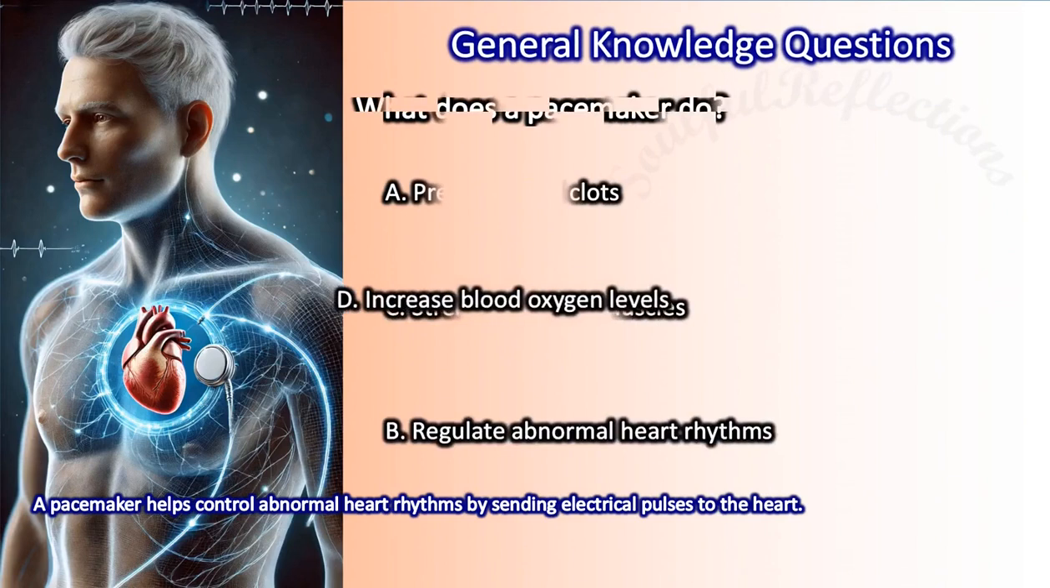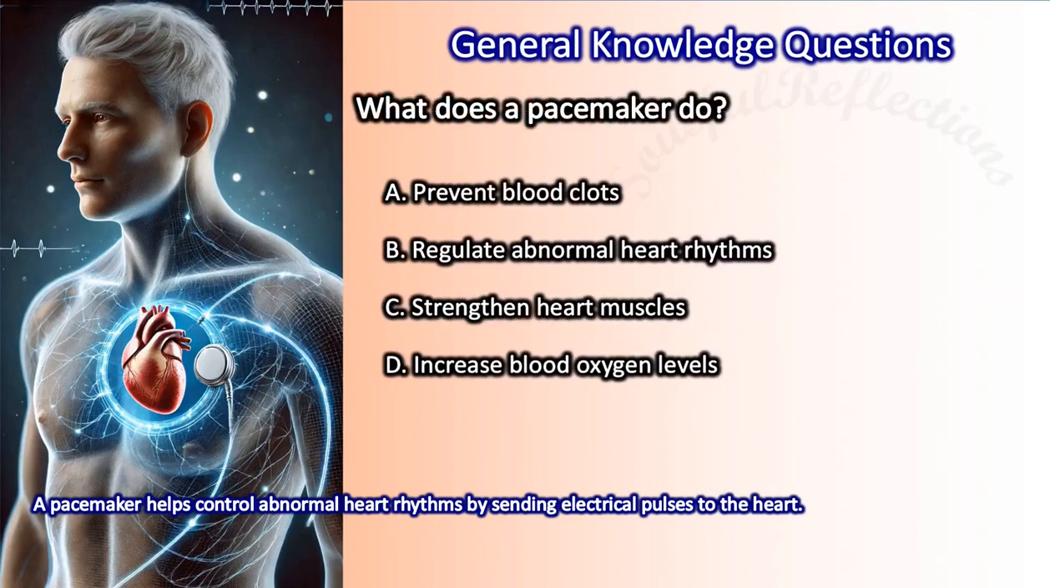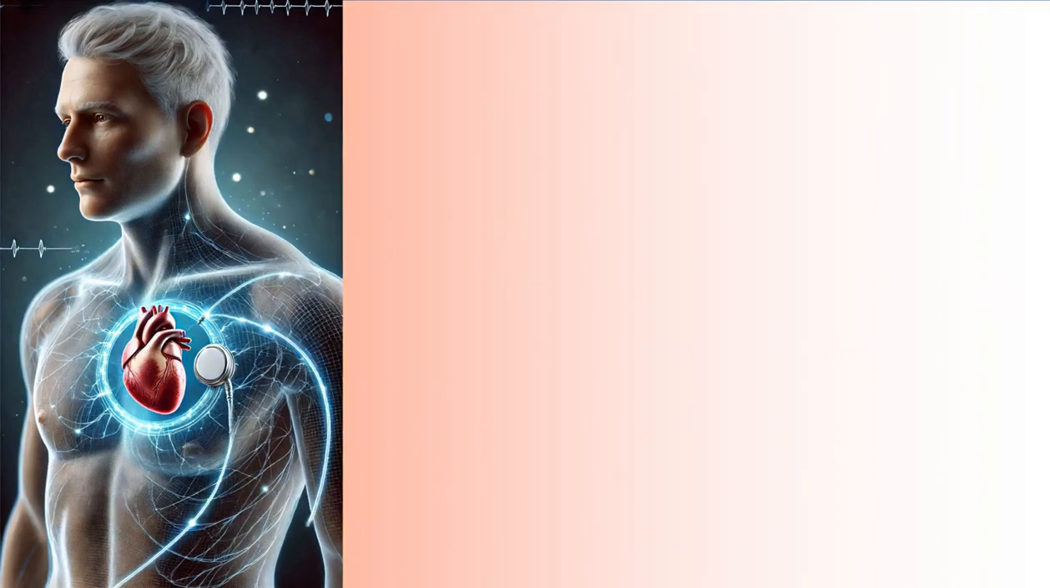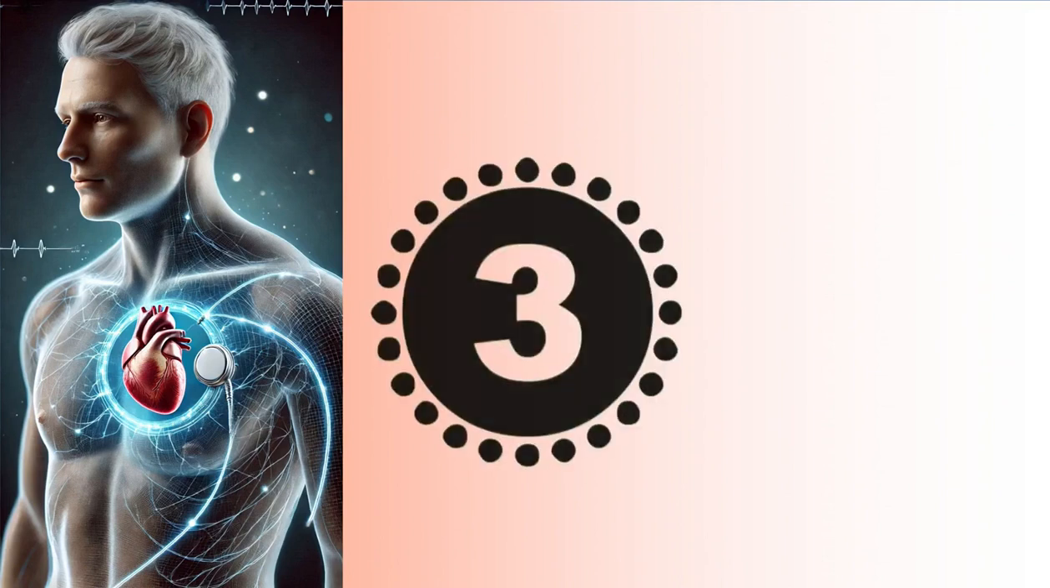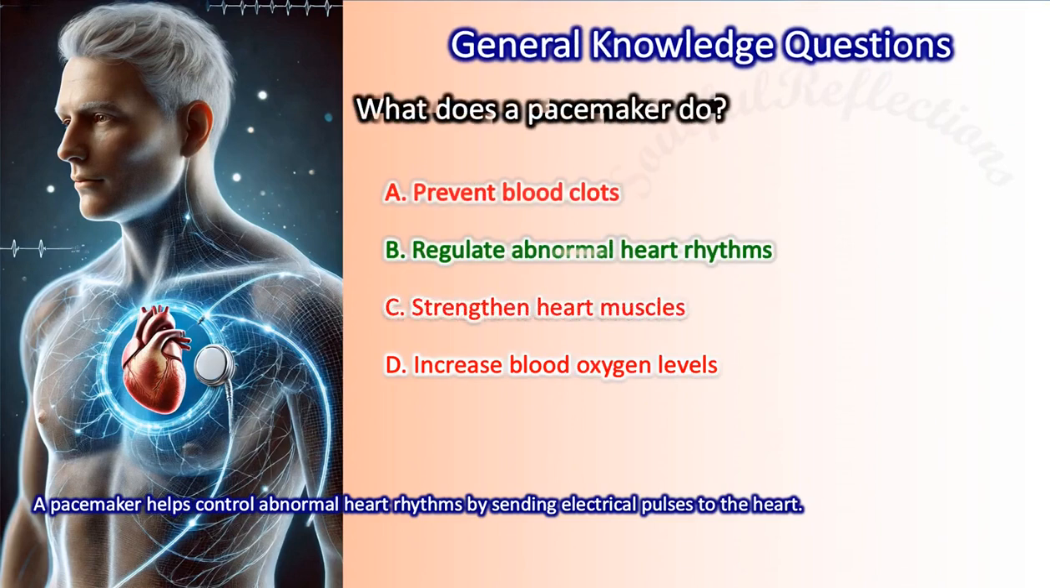What does a pacemaker do? Option 1, prevent blood clots. Option 2, regulate abnormal heart rhythms. Option 3, strengthen heart muscles. Option 4, increase blood oxygen levels. The answer is, option 2, regulate abnormal heart rhythms.